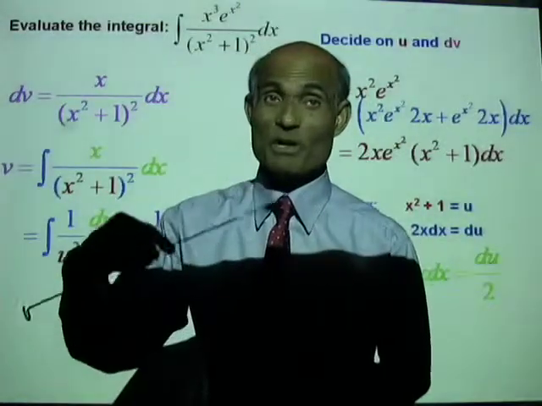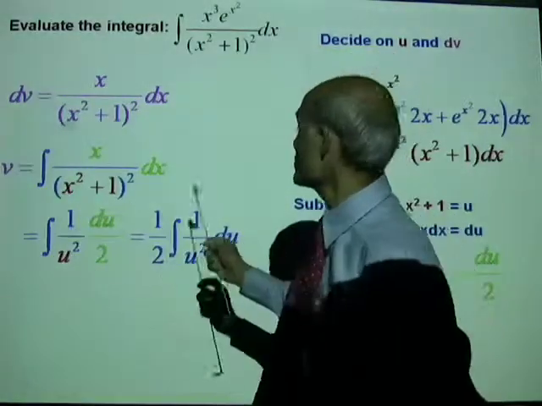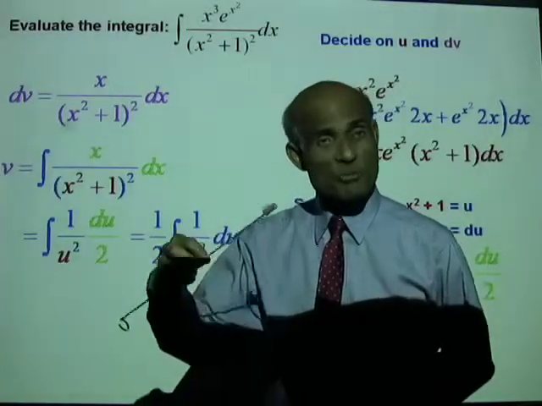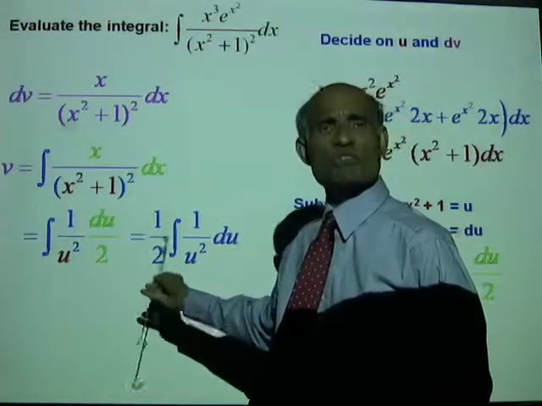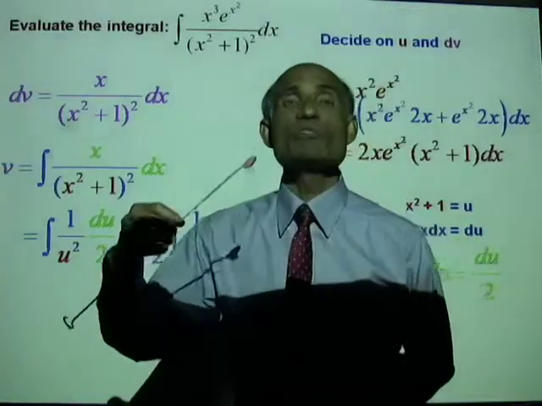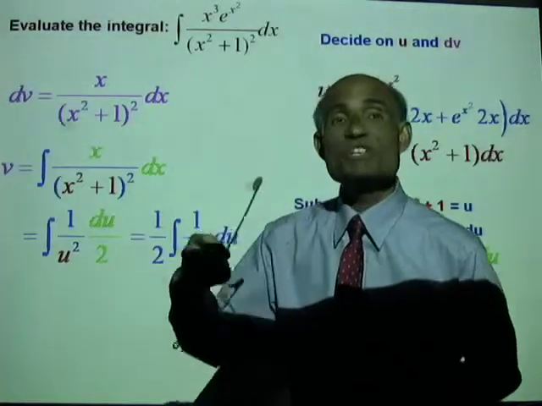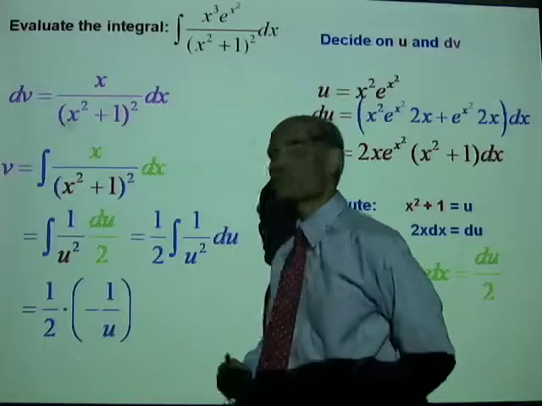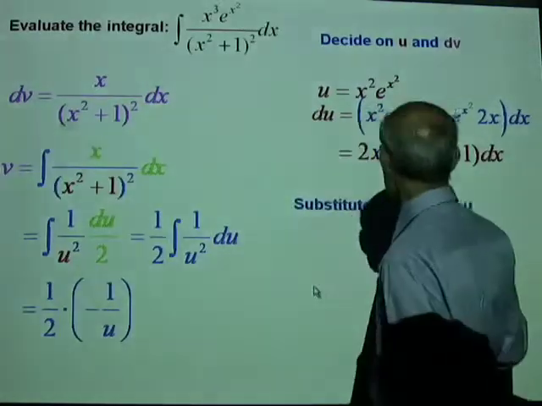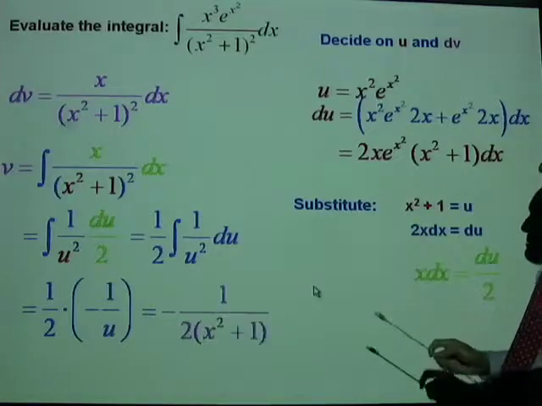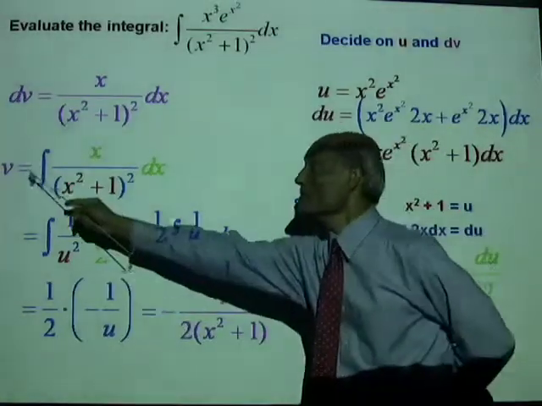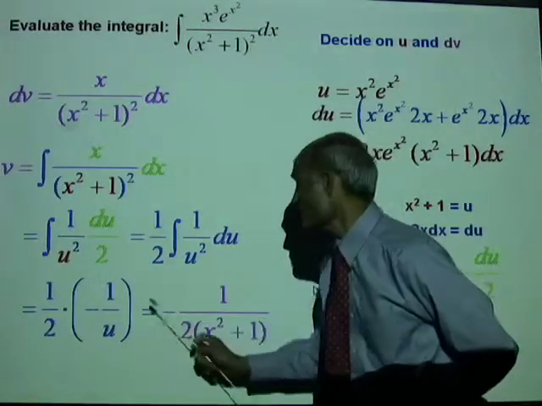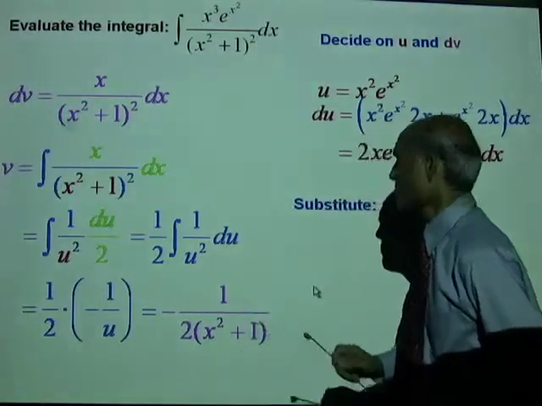Alright, I've been asking you this many times. What is the integral of 1 over u squared du? You can actually use the power rule there, but that is a standard integral that you can remember. The integral of 1 over u squared du is negative 1 over u. There you go. So that will be 1/2 times negative 1 over u. And we replace our u now. u is x squared plus 1. So our v, we have been looking for v, and that's our v. v is negative 1 over 2 times (x squared plus 1).